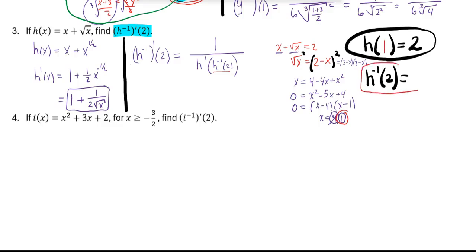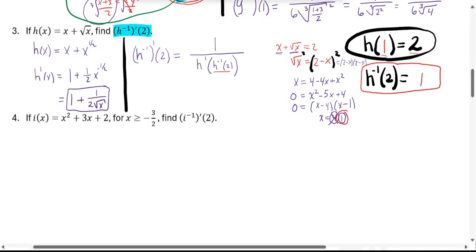That means, cool news here, that I said this wrong. h inverse of 2 just takes me back to 1. In other words, you just swap the x and the y. So we can get around finding the inverse by just playing with the value we want.